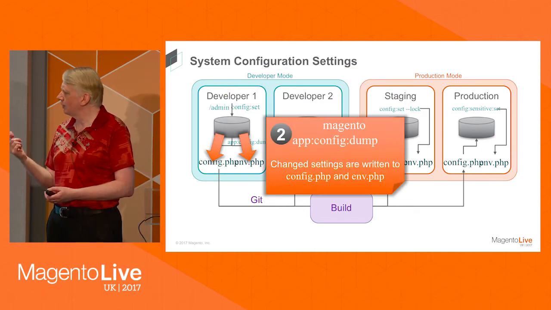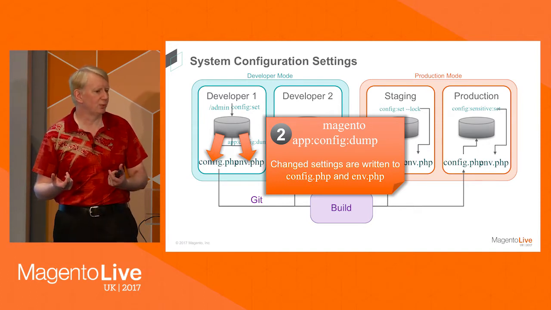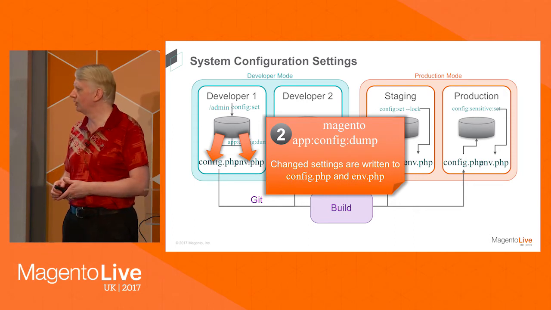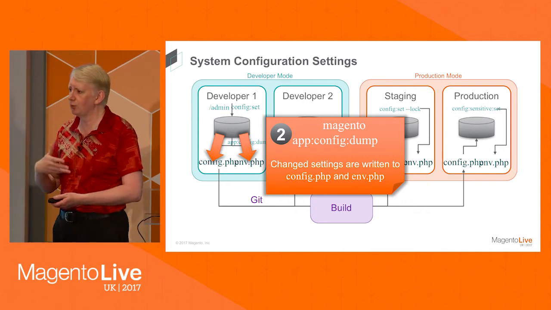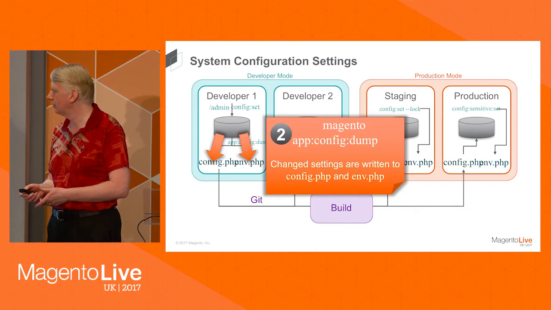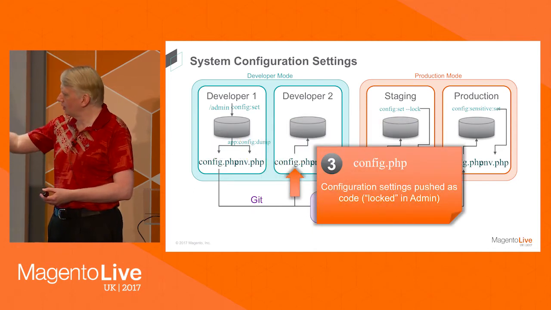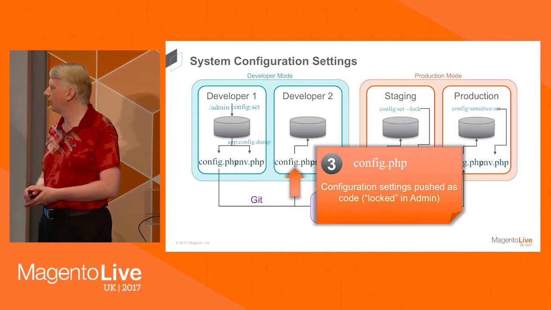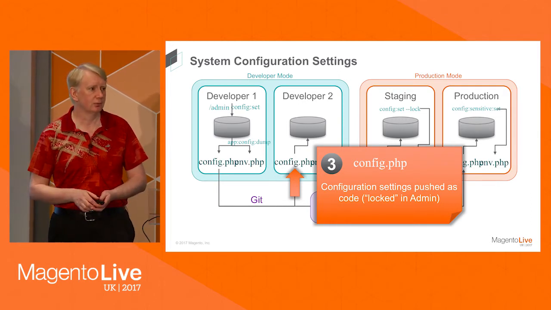When you do the dump, some of these settings get written out to the env.php file by default, because we believe that they're local to an environment. And other ones get written out to config.php. You can change those settings; there's a di.xml setting to control where it goes. We've got a set of default settings that we use. Then, as before, the config.php will get pushed via Git to a local environment, or via the build process to another environment, and that effectively locks it from then on.